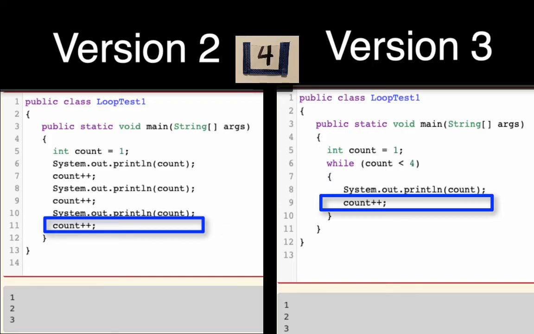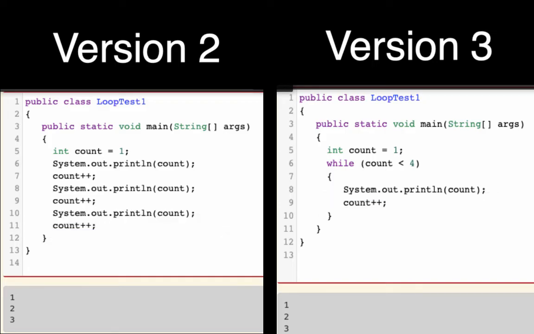Now, maybe both of these versions seem like a lot of work just to print the numbers 1, 2, 3. But can you imagine if I wanted to print the numbers 1 to 99? I could just change that 4 to be a 100. Can you imagine what a pain that would be to change on the left? I'd have to copy and paste a lot of lines of code.